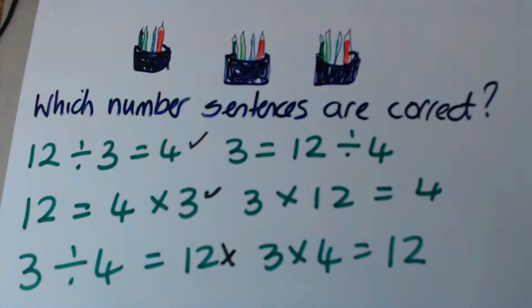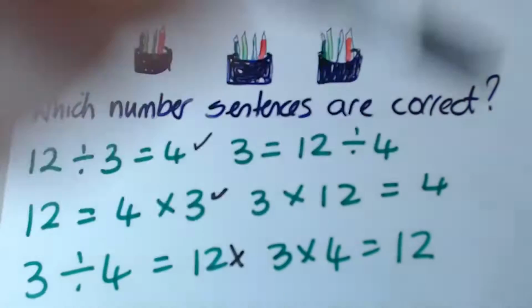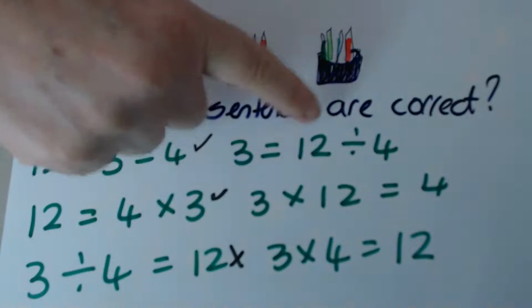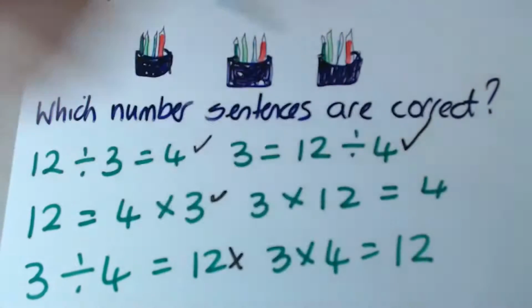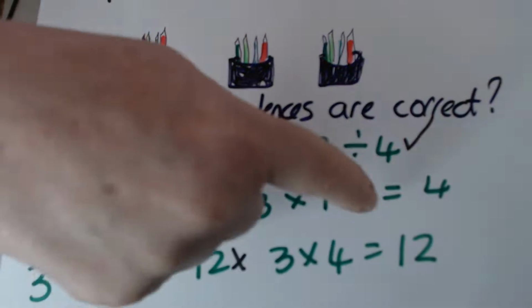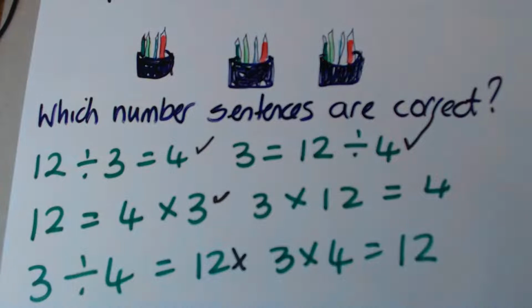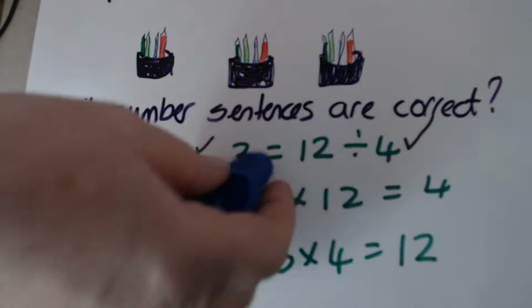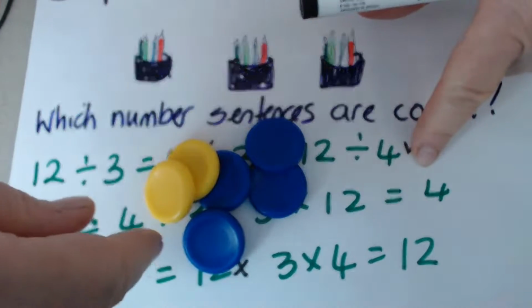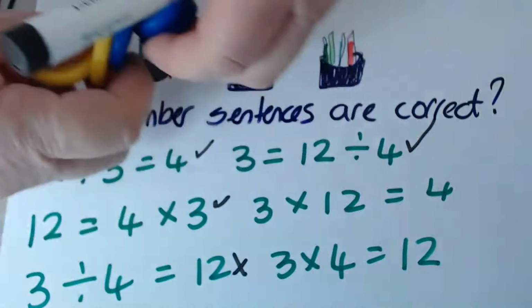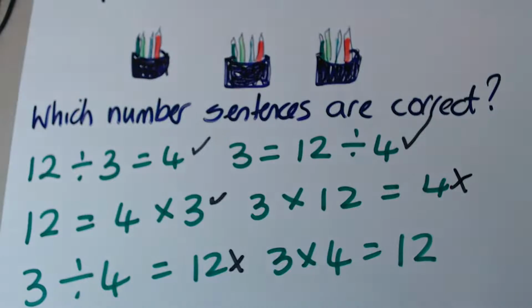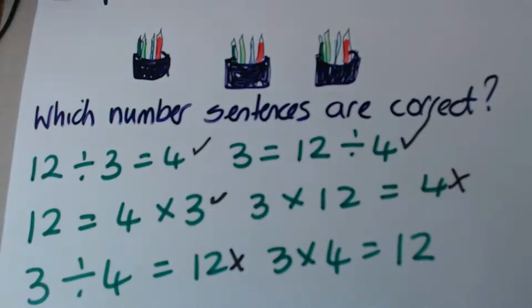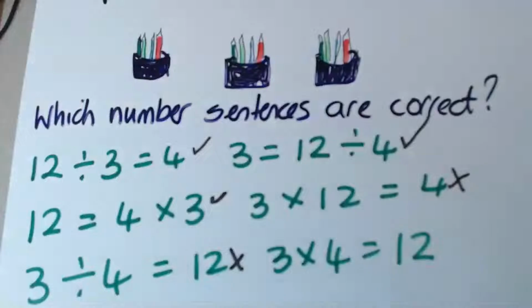3 is 12 divided by 4. There's 12 divided into 4s gives you 3. It doesn't matter if the 3's at that end. Yes, that is right. 3 times 12 is 4. If I had 3 lots of 12, well, let's get 1 lot of 12 out. I've already gone over 4. If 1 lot of 12 is greater than 4, then 3 lots of 12 cannot be 4. 3 times 4: there's 1 four, 2 fours, 3 fours equals 12.